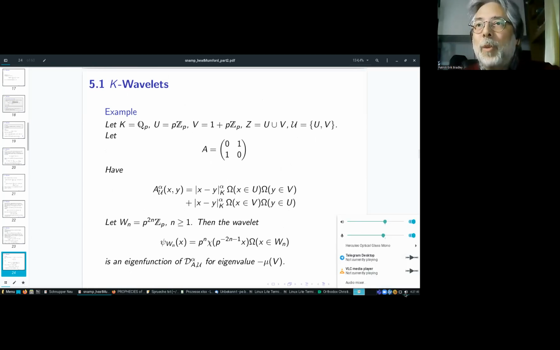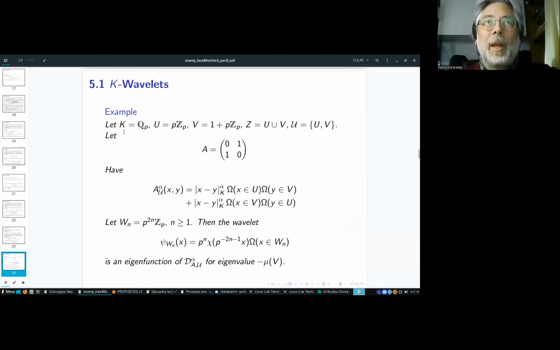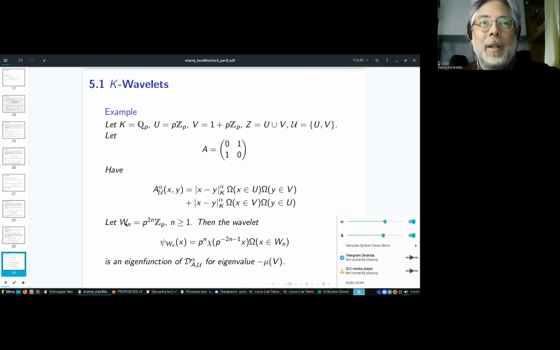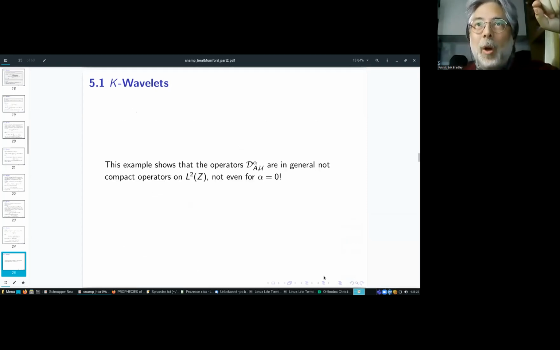And a small example shows that, take Q_p, U is this ball pZ_p, and V is the translate by one of this ball. Z is just the union of those disjoint balls, and U is the covering U, V. Take this matrix, which jumps from one ball to the other, and you have then this kernel function, and take W_n as just shrinking this ball U by powers of p. Then you can take this wavelet, and this is always also an eigenfunction of the operator, and you have infinitely many. That means for this eigenvalue minus mu v, which happens to be the degree. So this shows that these operators are in general not compact operators, not even if alpha is 0.